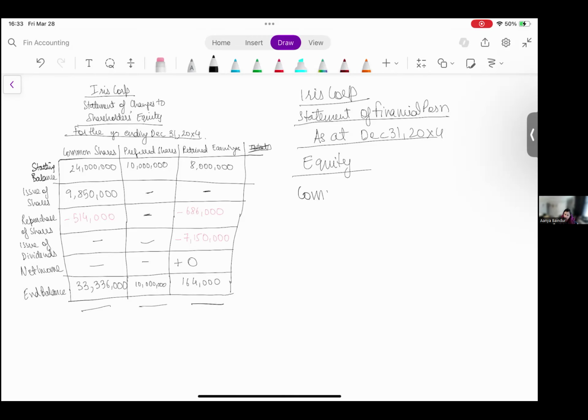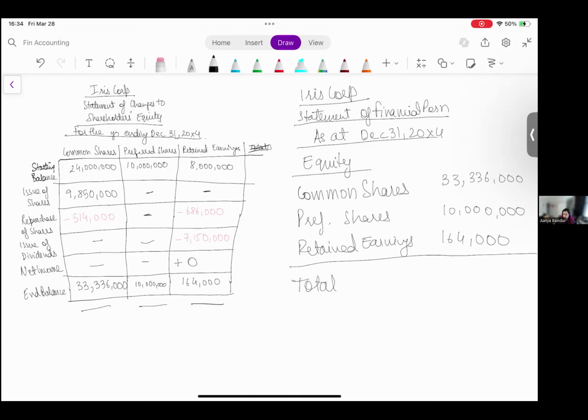So our common shares, we're just showing the end balances. Common shares, 33,336. Preferred shares, 10 million. And retained earnings of 164,123. And then you can just add these numbers up and say total equity. You just add all the numbers up and find the total here.